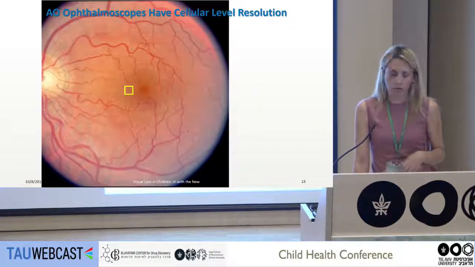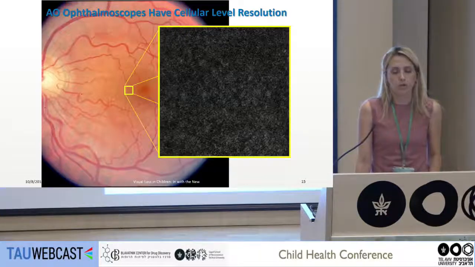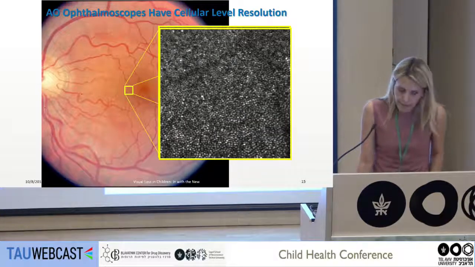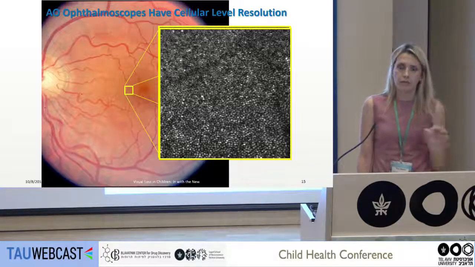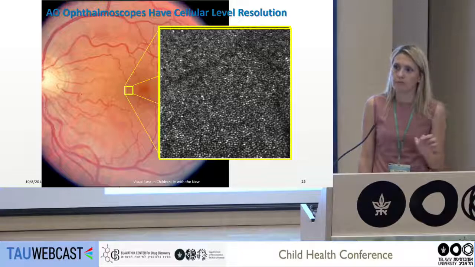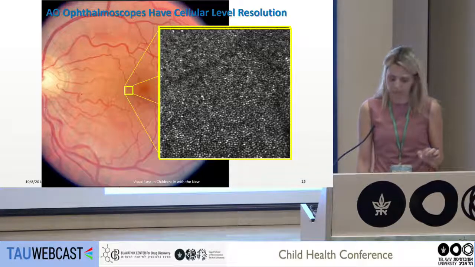So here's a normal retina, now imaged with SLO, which is a conventional imaging method. Now adding adaptive optics to the loop. Each of the white spots that we're seeing represents light that is being reflected from an individual cone photoreceptor.